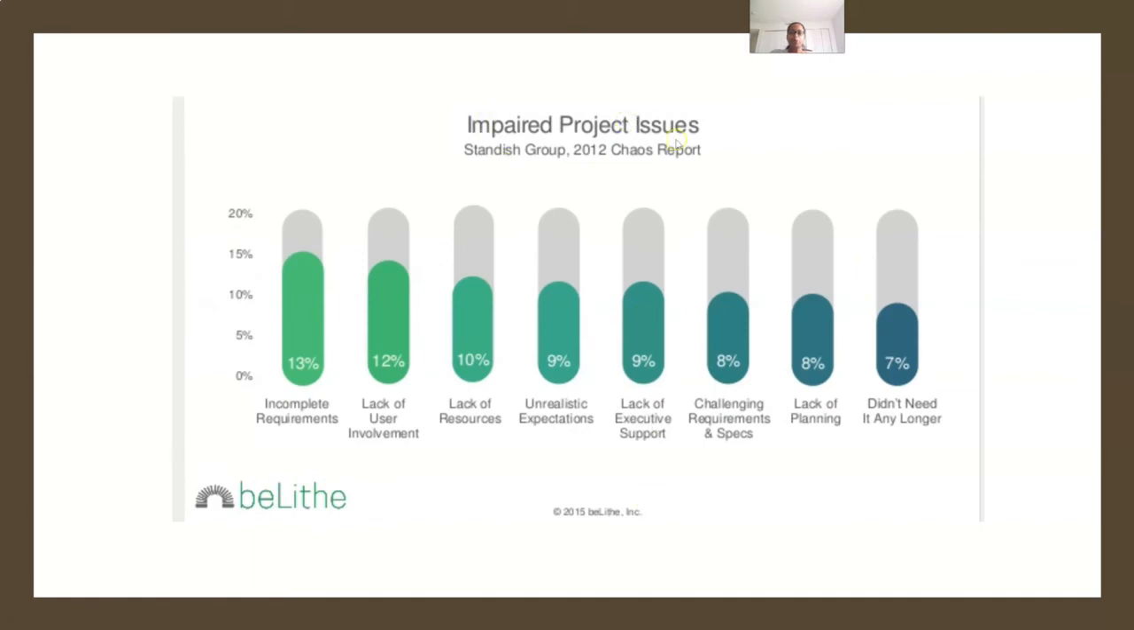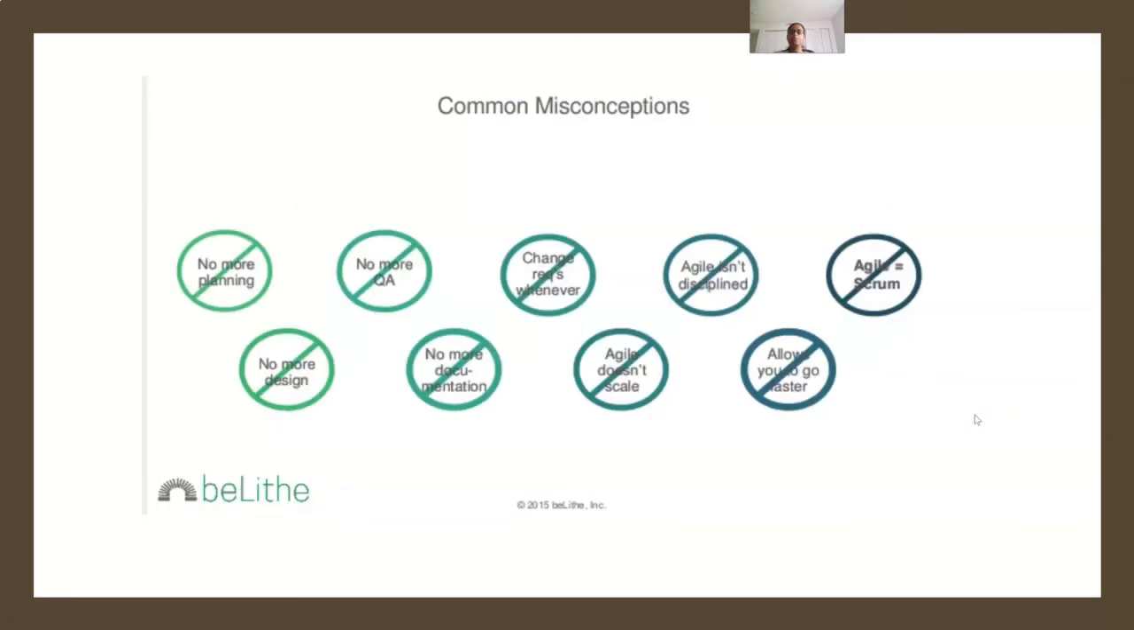Coming to the impaired project status, the various reasons for which a project failed in waterfall were incomplete requirements, lack of user involvement, lack of resources, unrealistic expectations, lack of executive support, challenging requirements, lack of planning, and didn't need it any longer. So these are just a few of the issues faced when a project used the waterfall model.